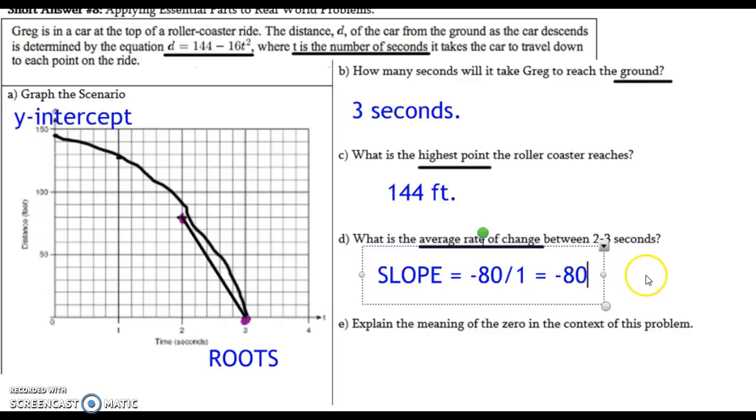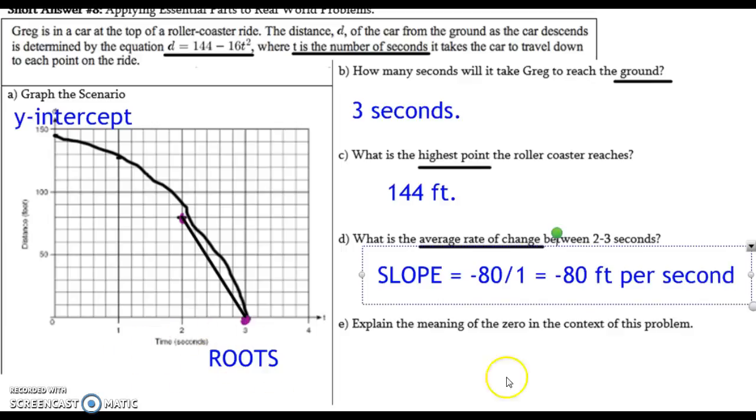That's the average rate of change. And we can refer to the rate of change as negative 80 feet, which is the distance measurement, per second, which is the time measurement.